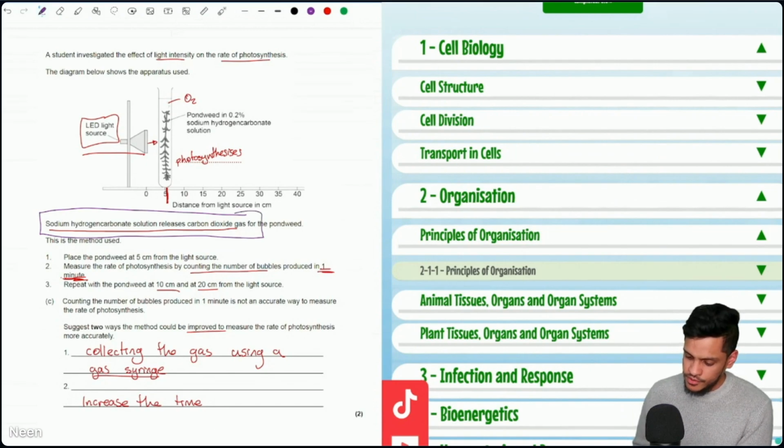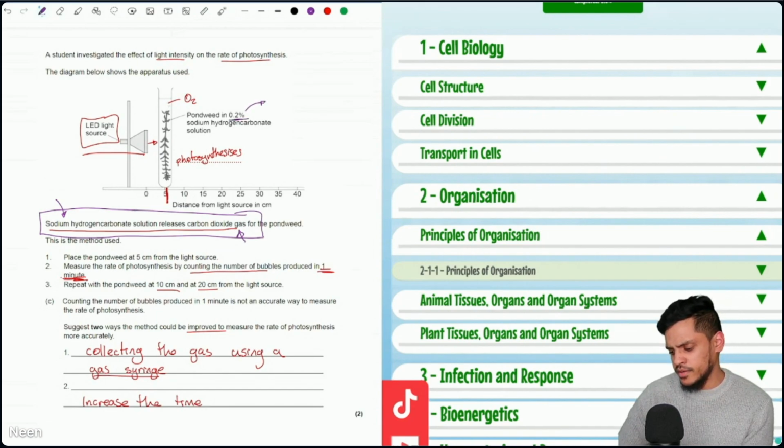You can see here, sodium hydrogen carbonate solution releases carbon dioxide gas for the pondweed. So if you want to investigate the carbon dioxide concentration, you want to change the concentration of sodium hydrogen carbonate. Right now they're using 0.2%. If you want to increase the amount of carbon dioxide, you use a higher percentage, so maybe 0.4%, and then you test at 0.6%, and then 0.8%.